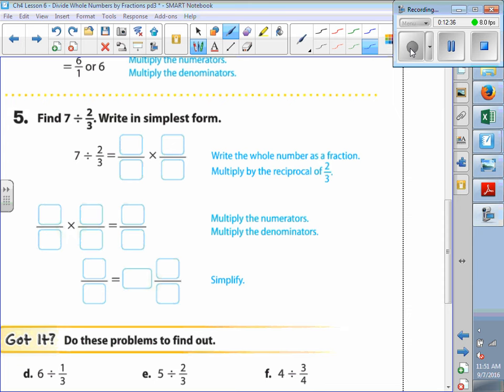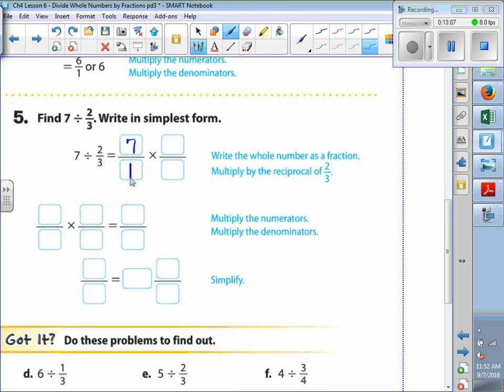Multiply by the reciprocal. Very good. So here, the first number stays the same. We don't change it. You should write this down in your notes. The first number stays the same, right? But since it's a whole number, can I put it over 1? Yeah. So I'm going to put 7 over 1.